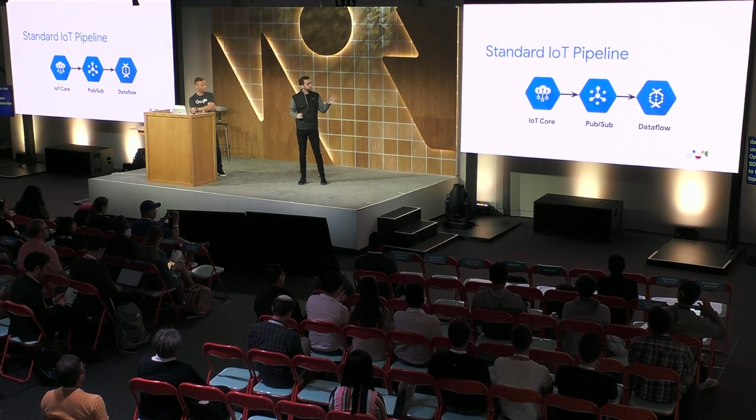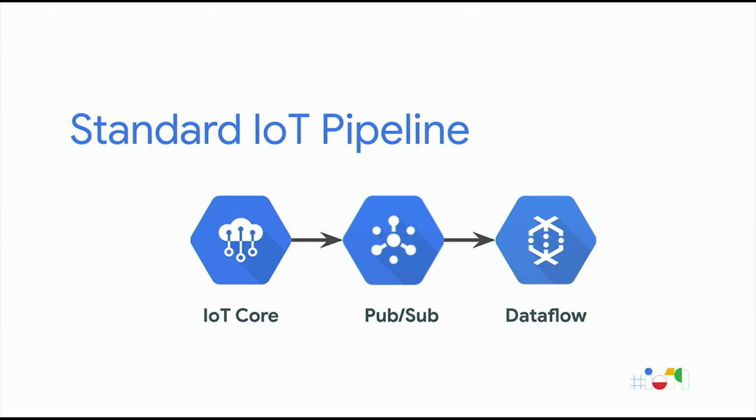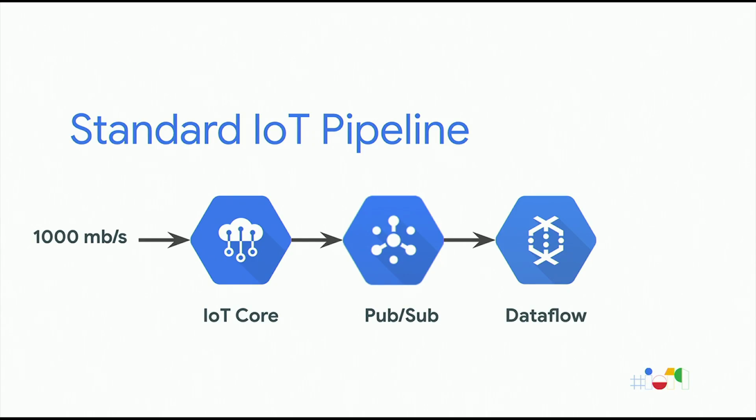So this is our IoT pipeline so far. Set up your devices on IoT Core. They'll send messages to Pub/Sub, and then your Dataflow job will process it. It works great with a handful of devices and scales up to handle 1,000 megabytes per second. If we think back to the example Daniel just showed of those oil and gas fields around the Gulf of Mexico, those could only produce around 15% of what this can handle.